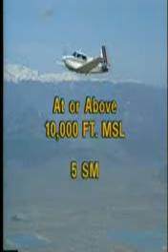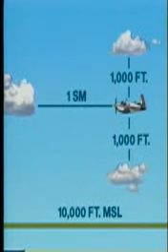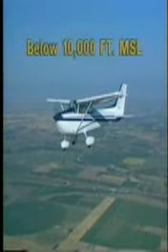If you're at or below 1,200 feet AGL in controlled airspace or uncontrolled airspace at night, regardless of MSL altitude, you must maintain a flight visibility of 3 statute miles and maintain 2,000 feet horizontal separation, 500 feet below and 1,000 feet above any clouds.